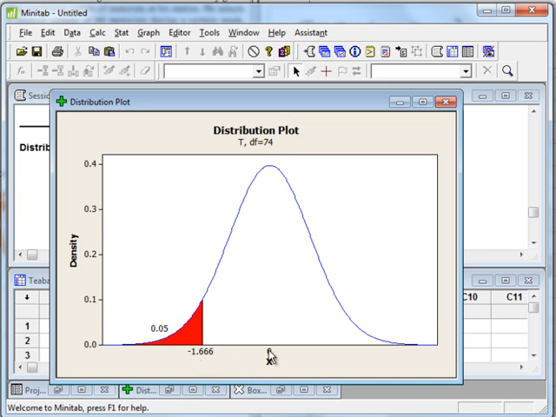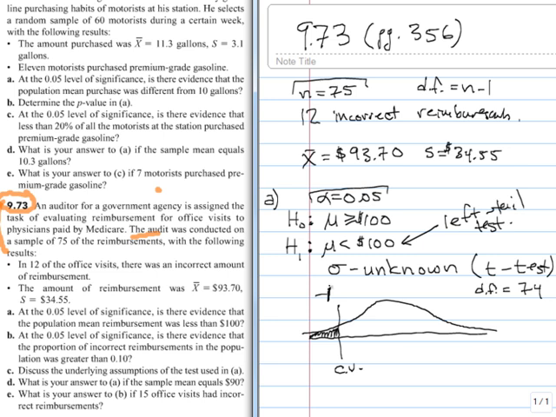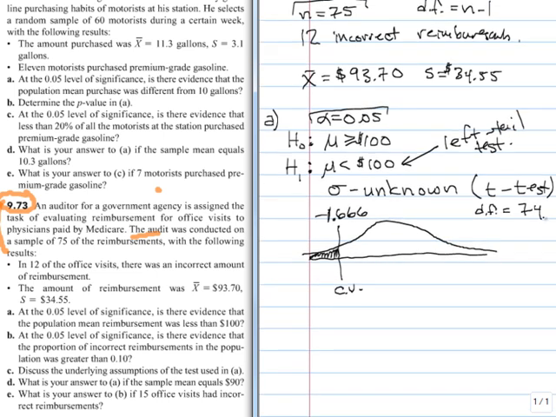So that's the value I'm going to use in this example. Okay, so this is negative 1.666, and that defines the rejection region. Now we don't necessarily have to use critical values. We can use the p-value approach, which I prefer actually, but I'm showing it to you just in case you're doing the homework online and it asks for the critical value. You can find it.